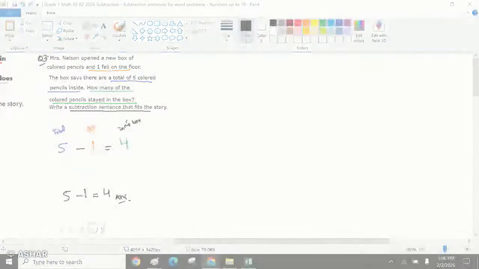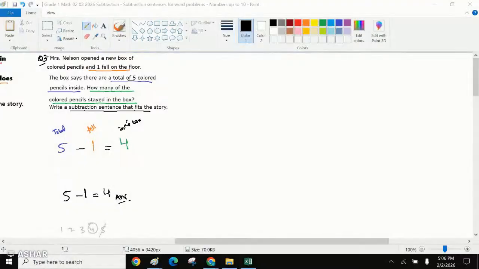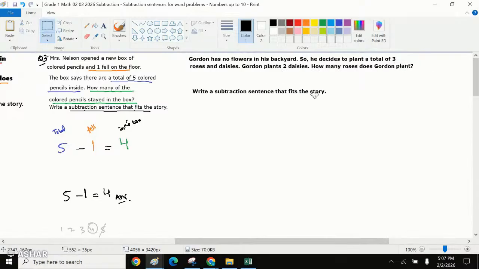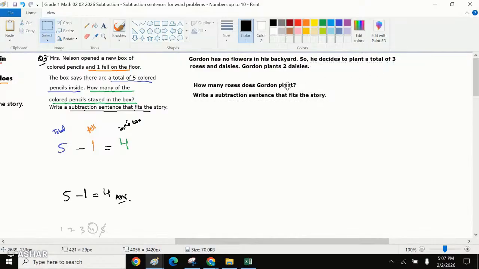Okay. Gordon has no flowers in his backyard. He decides to plant a certain number of flowers, okay? Let's see what question number 4 asks us. Just a moment, I'll realign this. We need to write the subtraction statement. It says, how many roses did he plant? He plants roses and daisies.